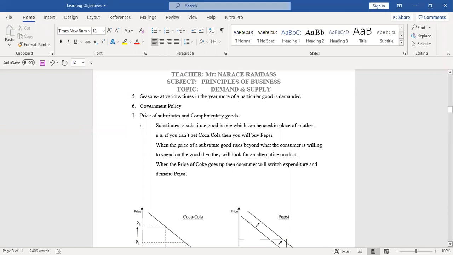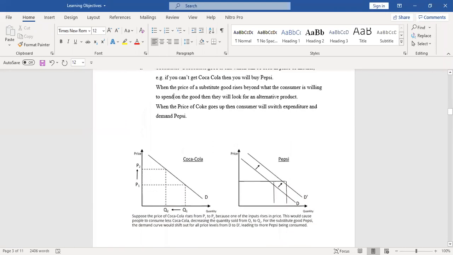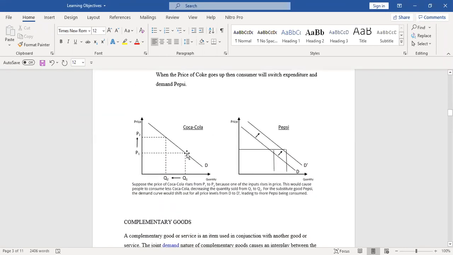So if you look at my diagrams here, you're seeing we have Coca-Cola on one side and we have Pepsi on the other side. Now I want you to observe something. Something is happening with the Coca-Cola diagram. The price is going up for Coke from P1 to P2. Everybody seeing that? Now, what effect will that have on quantity? Consumers are going to be demanding less Coke.